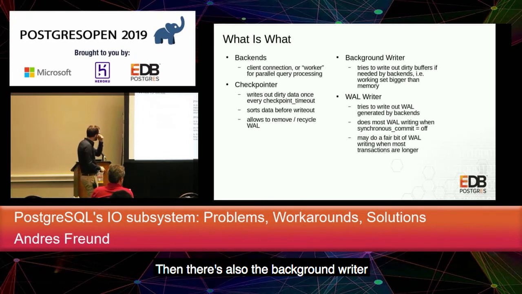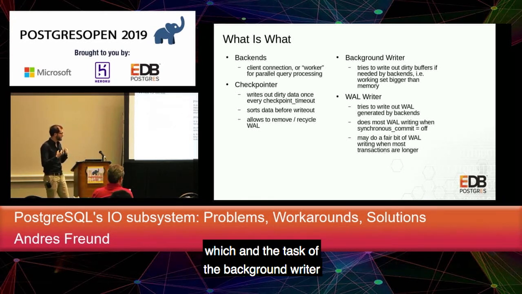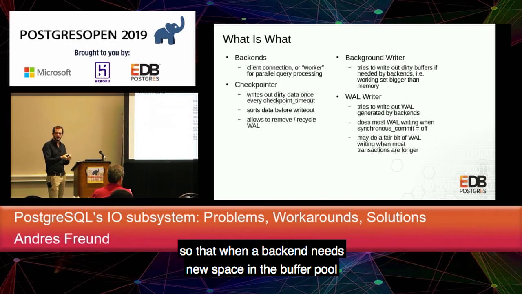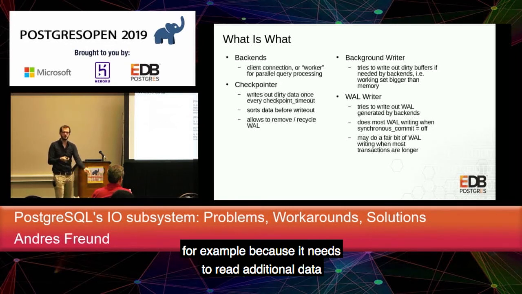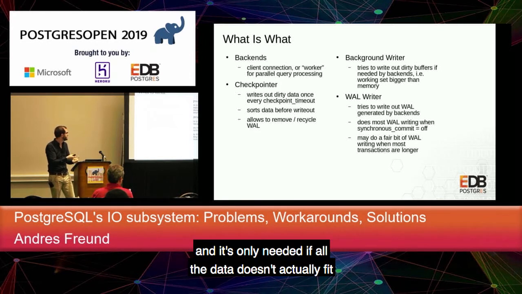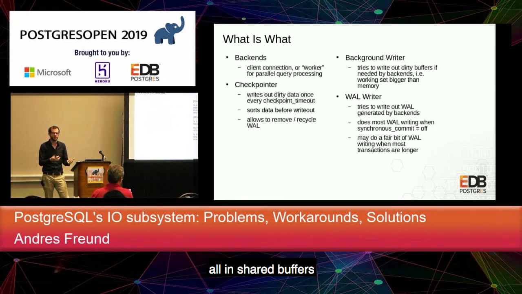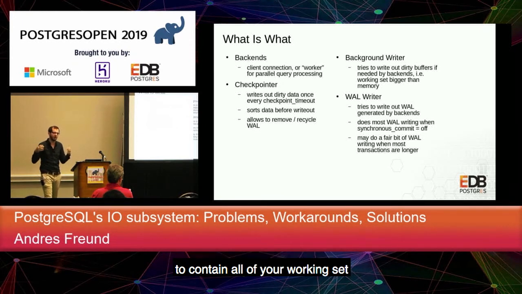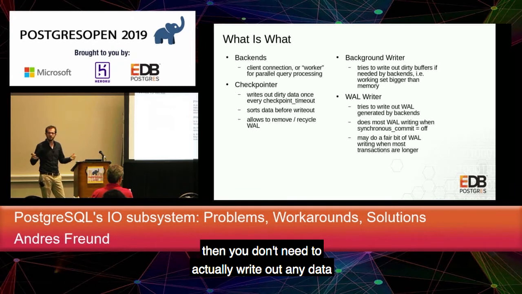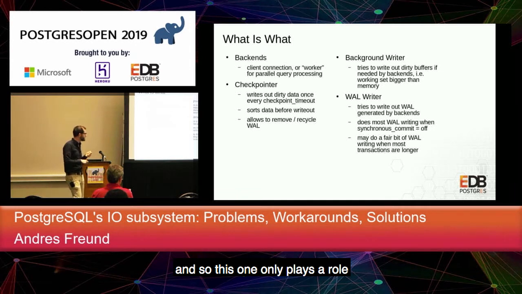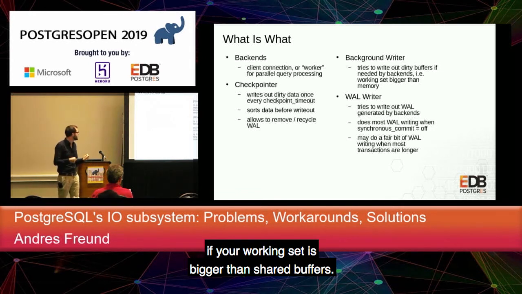Then there's also the background writer. The task of the background writer is to write out dirty data so that when a backend needs new space in the buffer pool, for example, because it needs to read additional data, it has free space in the buffer pool that it can put that data in. And it's only needed if the data doesn't actually fit in shared buffers. Because if there's enough space in shared buffers to contain all of your working set, then you don't need to write out any data except at checkpoint time. So this one only plays a role if your working set is bigger than shared buffers.